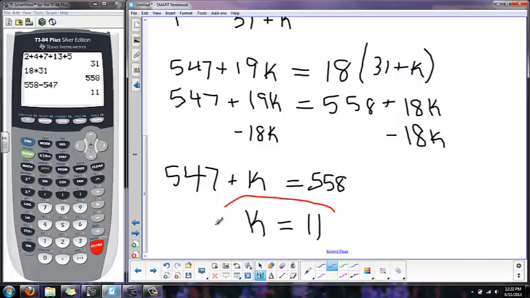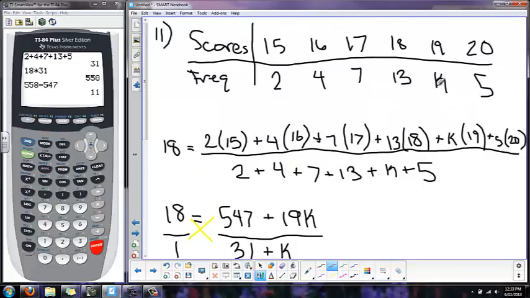That took a long time. But, John, I guarantee you that there is a question like this on the test. Okay? That was only actually part A of question number 11. Part A is find the value of k in the table. Alright, k is equal to 11. So all the way up here, k is equal to 11 right there, which makes sense. Apparently, 11 people scored 19 on that test or quiz.